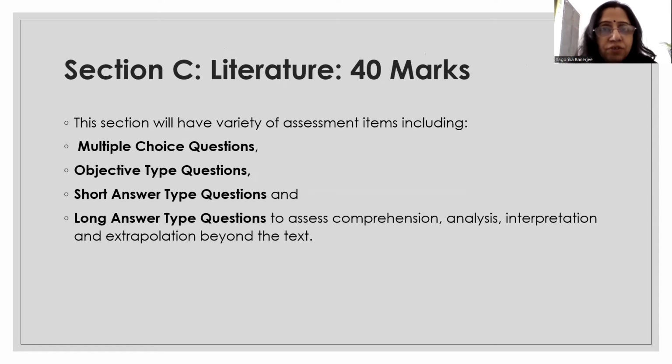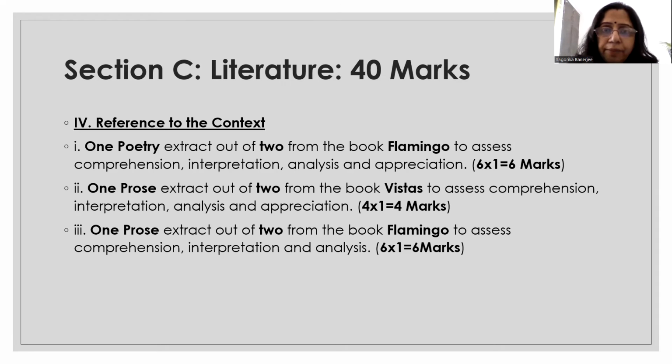Now, coming to section C. This is purely literature, which comprises 40 marks. This section will have a variety of assessment items, including multiple choice questions, objective type questions, short answer type questions, and long answer type questions. These questions will be asked to assess comprehension, analysis, interpretation, and extrapolation beyond the text. Now, coming to question number 4 of the literature section.